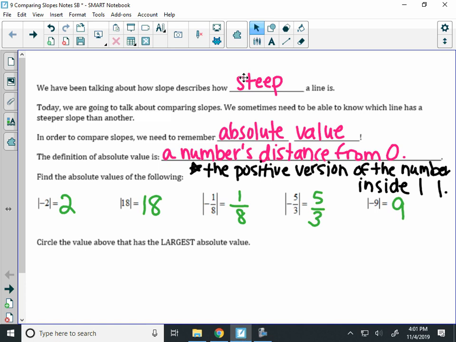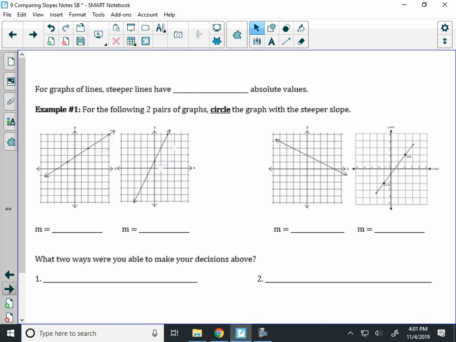Now, it says, circle the value above that has the largest absolute value. So you look at the answers, not the numbers inside the absolute value bars, the answers, the 2, 18, 1/8, 5/3, and 9. Which one is the largest? Well, 18 is the largest because it's the biggest number. Right? We're going to deal with that kind of thing here as we go. So for graphs of lines, steeper lines have larger absolute values.